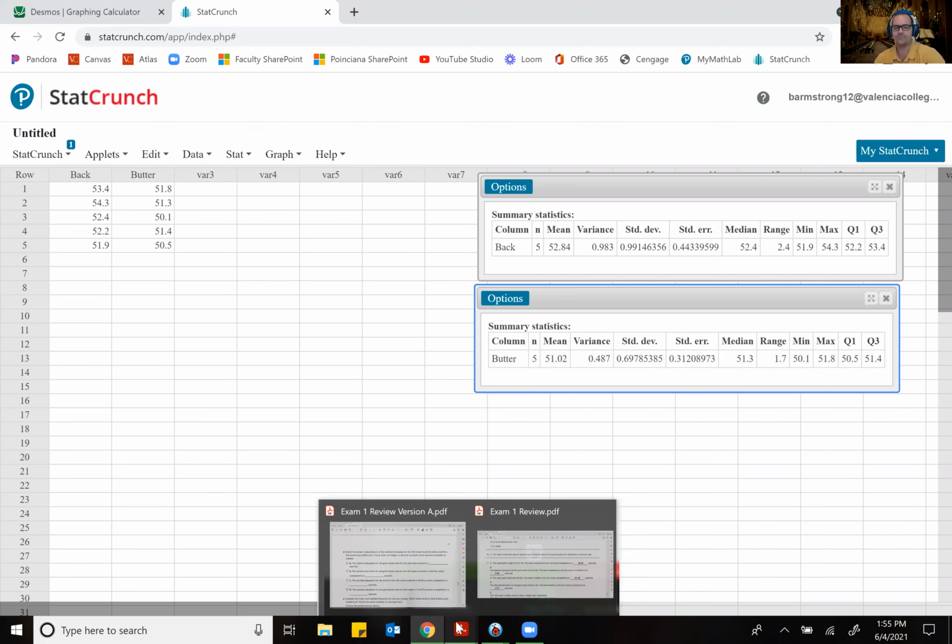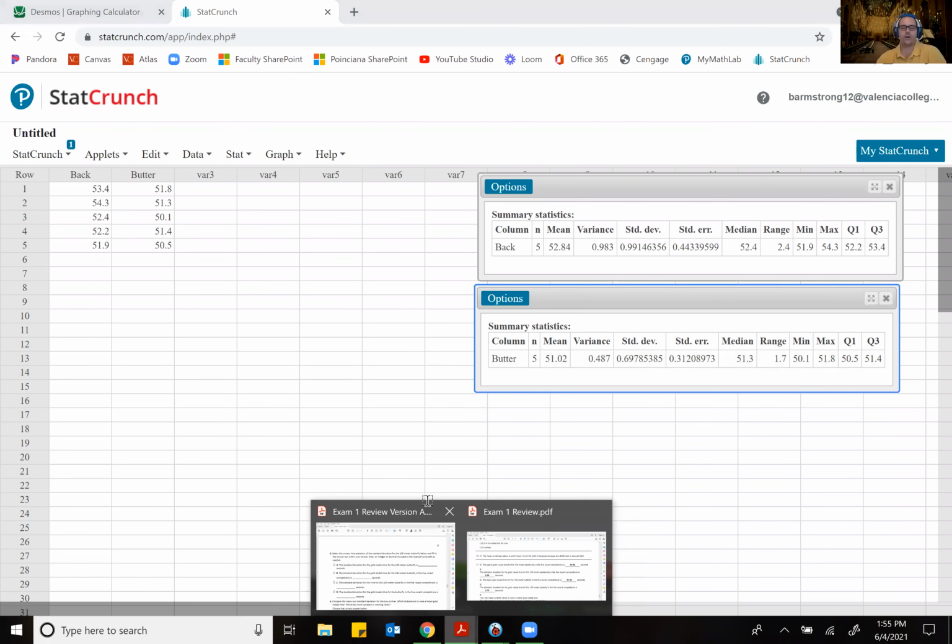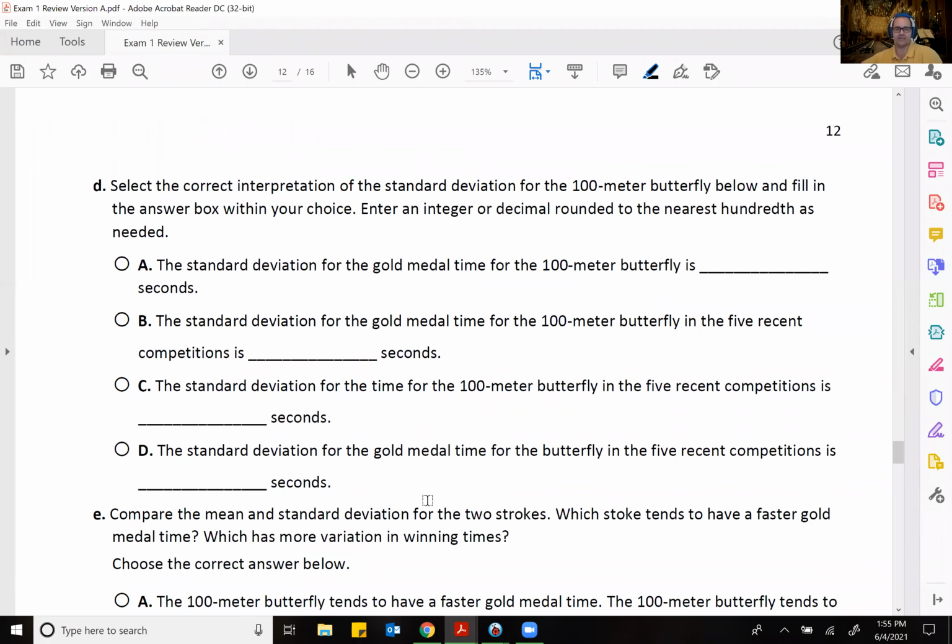So if we go back, which one of these answers is the best answer for the standard deviation for the 100-meter butterfly? B. B again. All of these have been B all the way down because B has had everything we needed: gold medal time, 100-meter butterfly, 5 recent competitions.